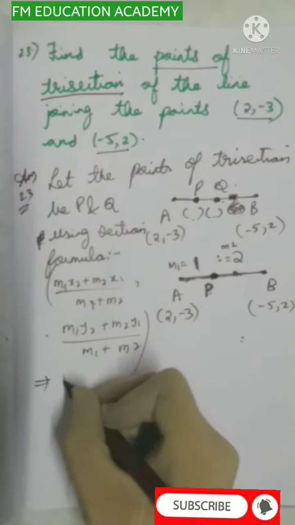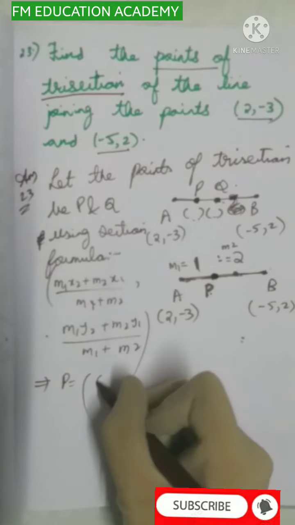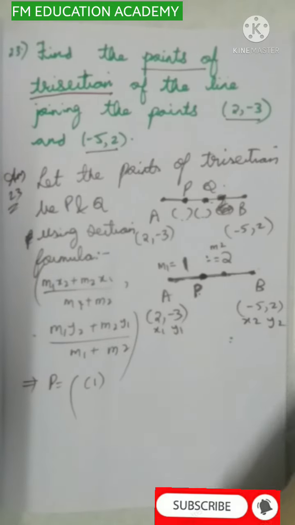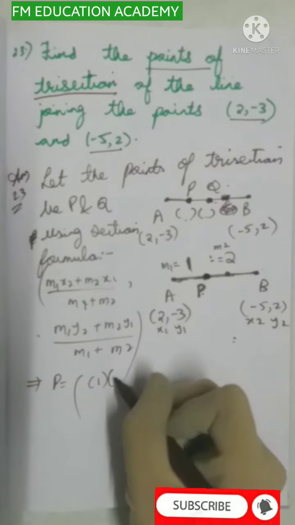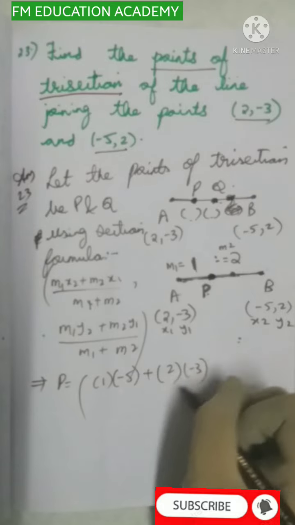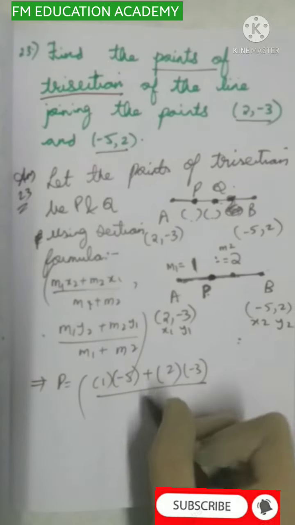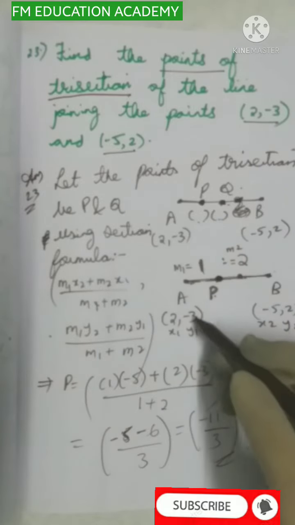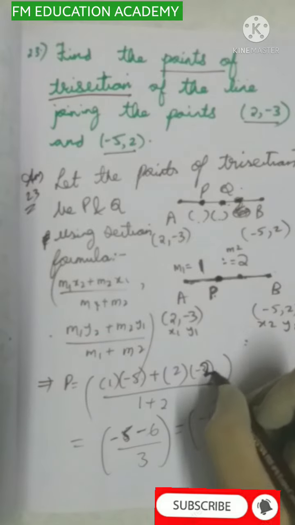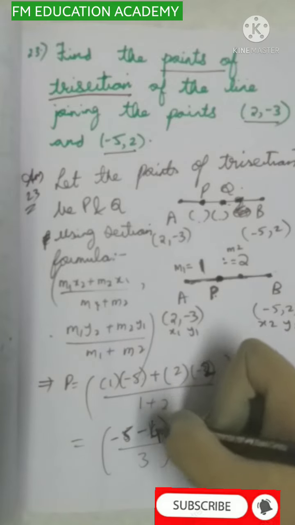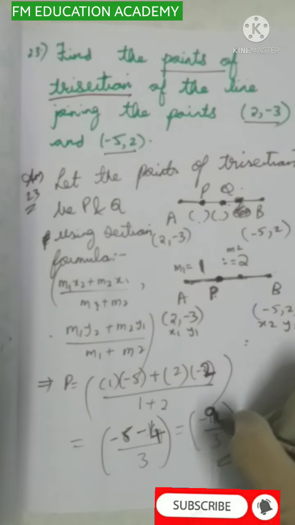So P is equal to, substitute. What is m1 we got? 1. This is x1, y1, x2, y2. m1 into x2, x2 here is minus 5, plus m2 here is 2 into x1 here is 2, by m1 plus m2, 1 plus 2. So 2 2s are 4 we have here. Minus 5 plus 4 is minus 1, minus 9 by 3 we get. So 3 1s are 3, 3 3s are 9.